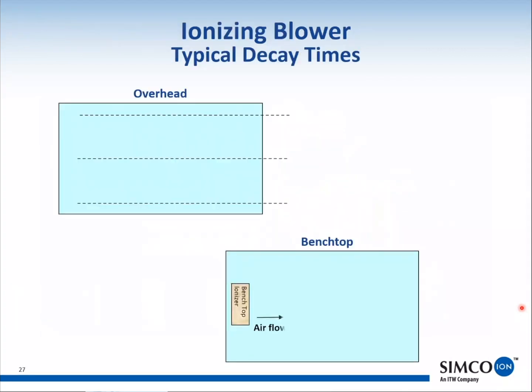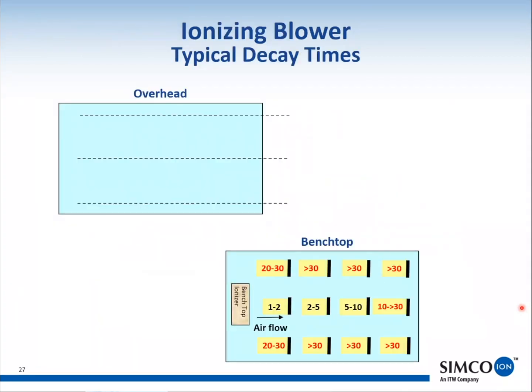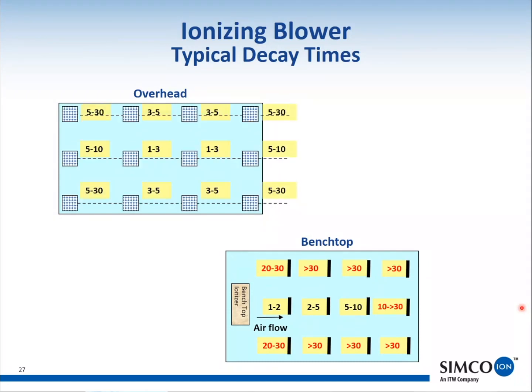Okay. Let me talk about this, then we'll ask questions about the video. So I took some of our data sheets and looked at the differences in decay times, benchtop versus overhead. You can see the benchtop blower performs really well, with decay times in the 1 to 2 second range right in front of it, then 2 to 5, 5 to 10, and then it gets longer out here. Now you can change that by how fast you run that blower. If you run a faster blower, you'll get better decay times out here. But you can see that on the sides, as you saw in the video, the decay times are quite excessive.